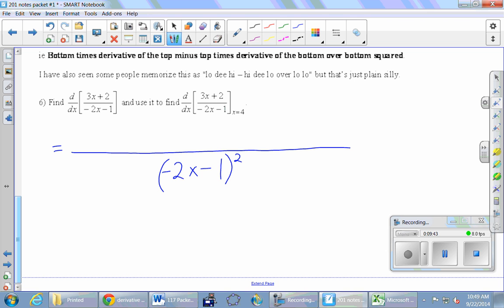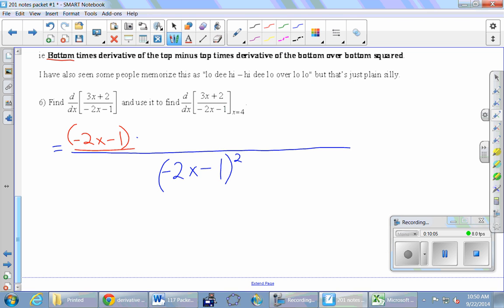Okay, so now we're going along this bold-faced thing. It says bottom times derivative of the top. Now underline here, bottom, bottom. This is a copying thing. What's the bottom? Negative 2x minus 1. Next word I see is times.